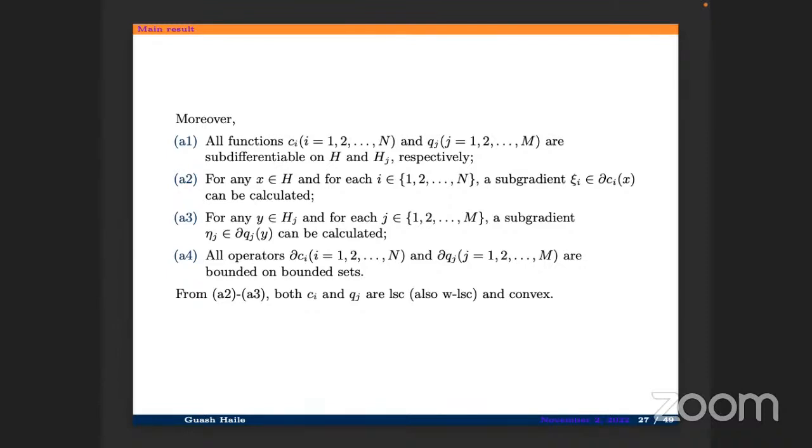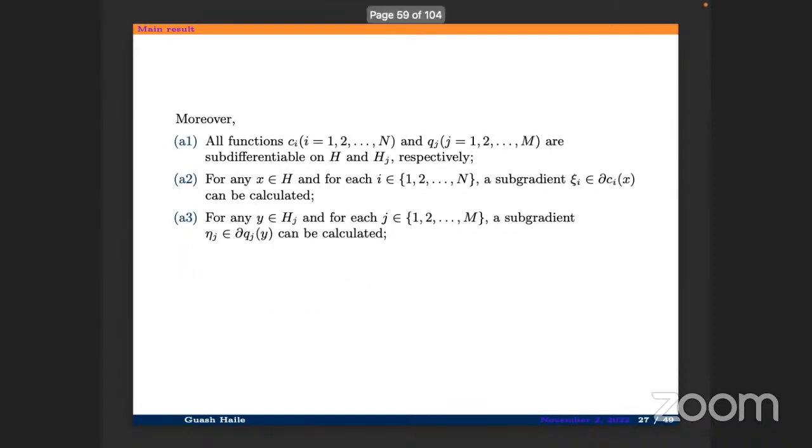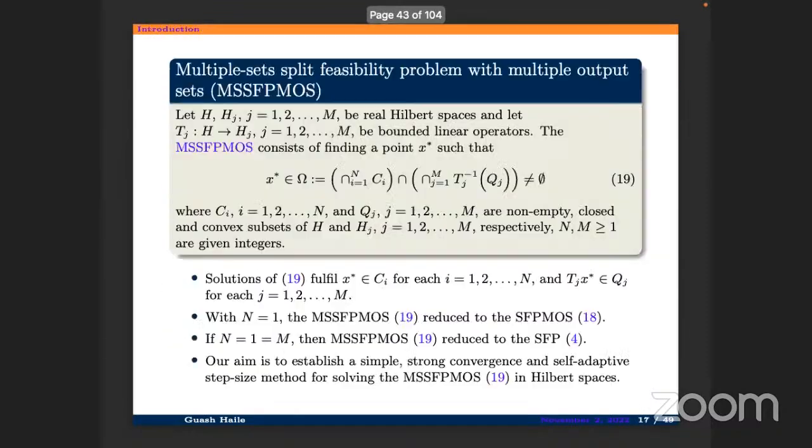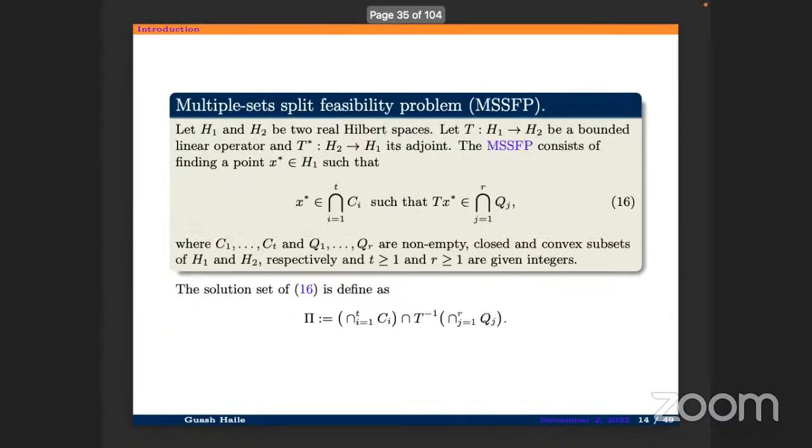Can you go to slide 14? That's the main algorithm. I'm concerned about this equation 16, which is the main problem here, the multiple set split feasibility problem. What is the difference between the multiple set split problem and just the split feasibility problem?